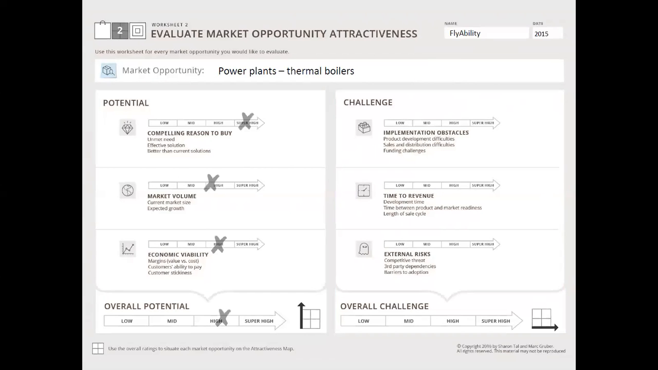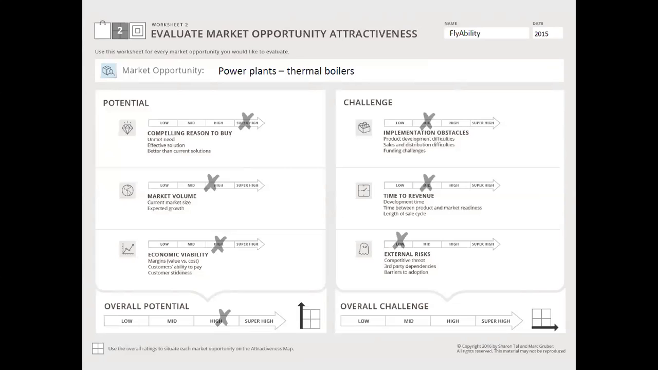So let's go back to Flyability and their power plans and take a look at how they assess the challenge. The implementation obstacles were rated as relatively manageable. They rated it as medium. They already had the drone more or less ready, and they didn't need any funding at that stage. The time to revenue was also quite quick. The market was ready for their innovation, and the sales cycle was not expected to be too long. And the external risk was rated as low.